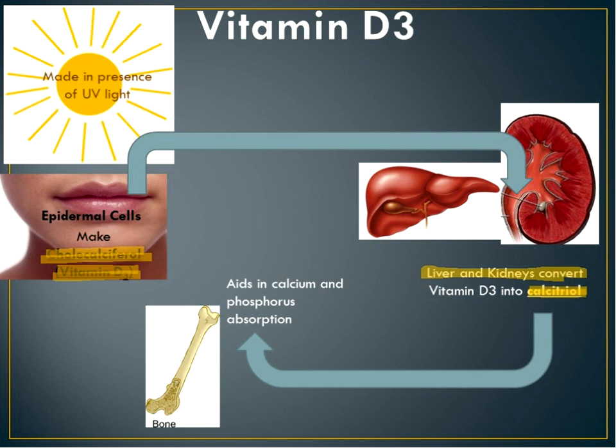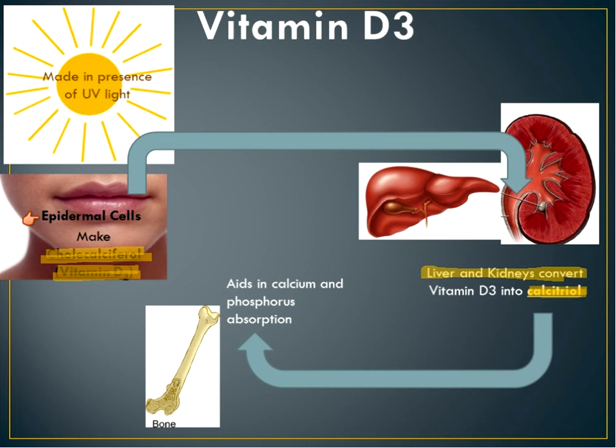Now, we do fortify a lot of our foods with vitamin D3. Milk and orange juice would be great examples of that. They can be fortified with vitamin D3. But in the presence of sunlight, your body will actually manufacture this. This is an excellent question for a short answer question, because this is actually giving a process of how your body manufactures vitamin D3. So in the presence of sunlight, your epidermal cells are going to make this compound called cocalciferol.